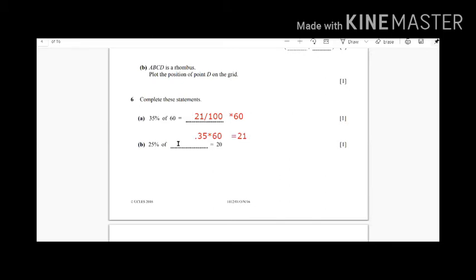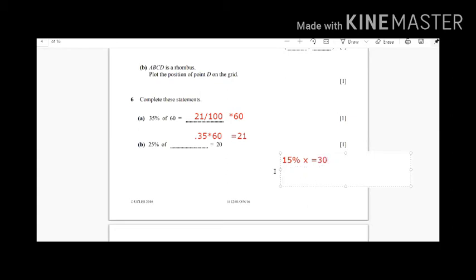Okay, now this one. Now 25% of what becomes 20? This is called reverse percentage. For this I will give you one example over here. Suppose I say 15% of x equal to 30. So what is the next step?